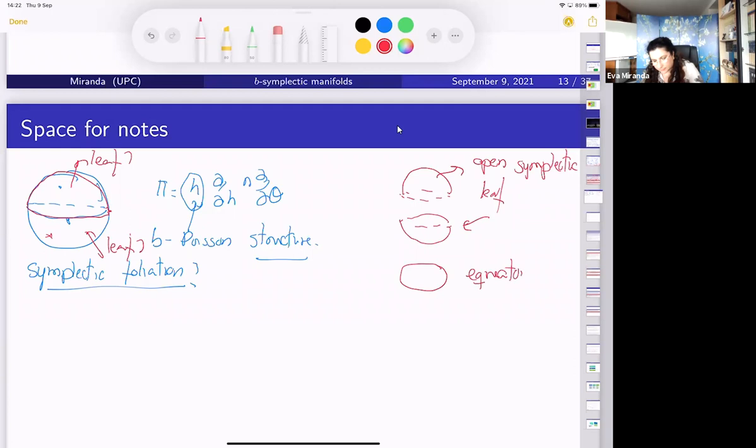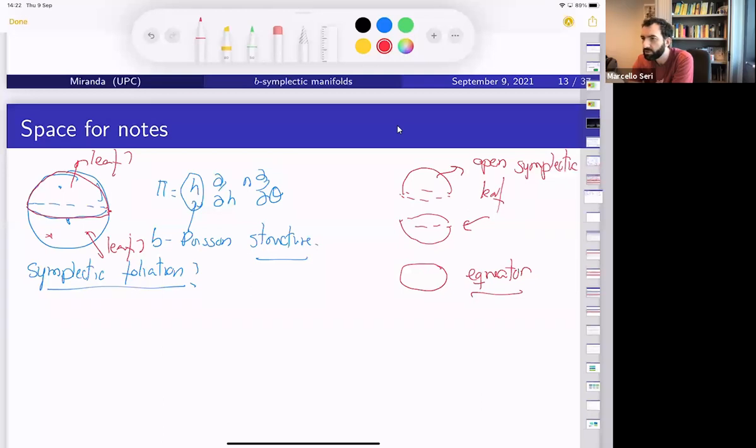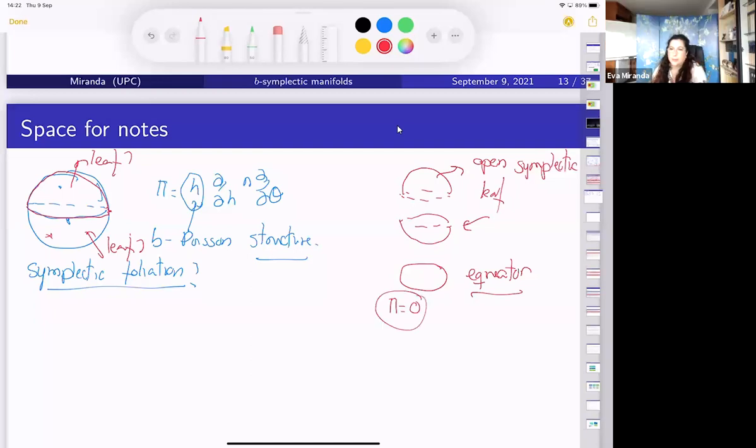What happens on the equator? Because the equator is exactly the set in which we have pi equal to 0, right? The set Z that we mentioned before. So we have pi equal to 0. Exactly. That's very good, Marcello.